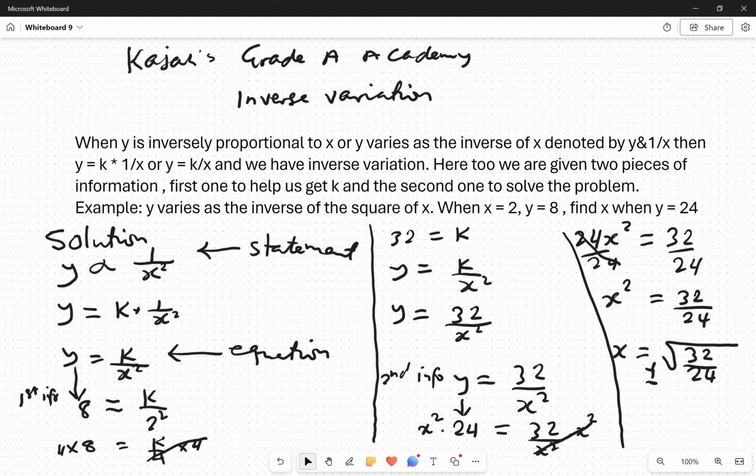So this is how we solve inverse variation. Inverse variation could also be like y varies as the inverse of x cube or cube root of x or whatever it is. As long as you get the concept, you can always solve the problem.